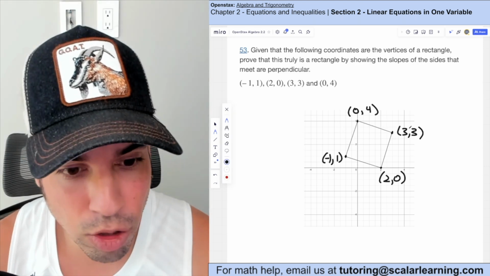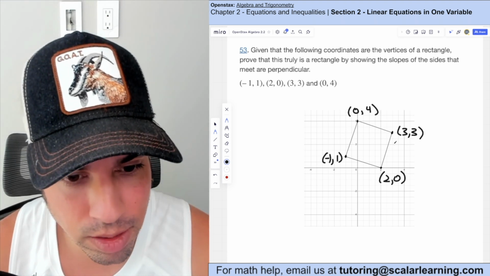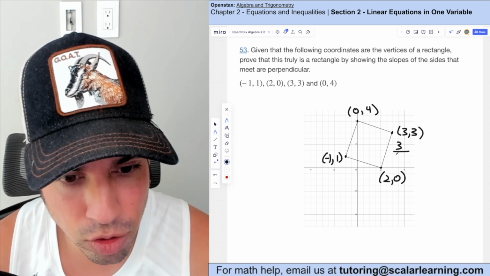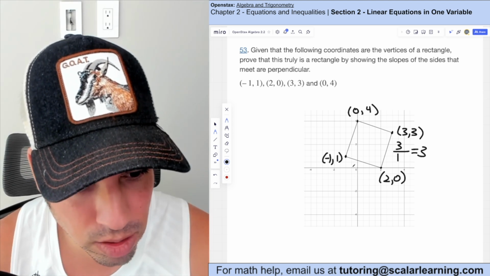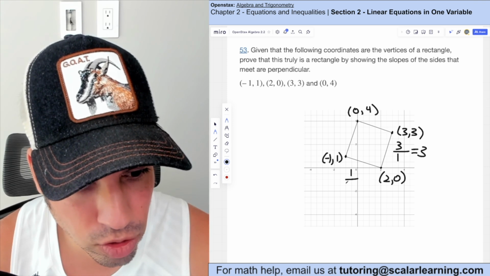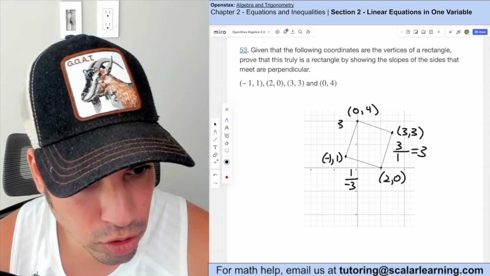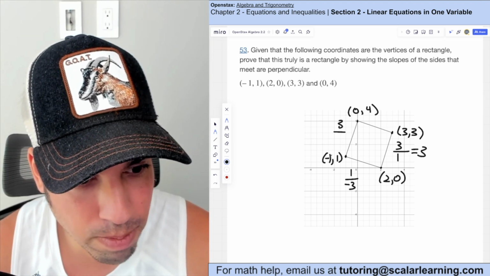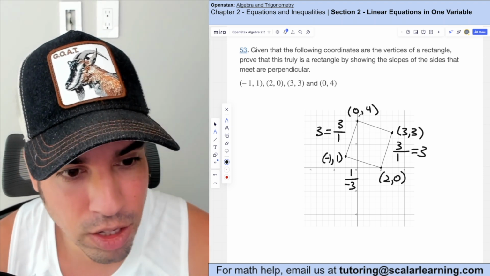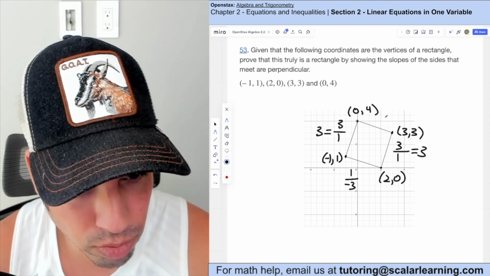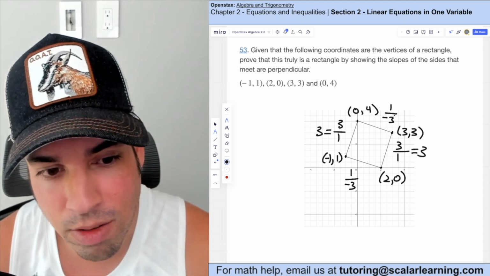So now I'm going to calculate the slope of each side using the coordinates. So again, for this side, it's 3 minus 0, which is 3, over 3 minus 2, which is 1. So this side has a slope of 3. For this side, it's 1 minus 0, which is 1, over negative 1 minus 2, which is negative 3. For this side up here, it's 4 minus 1, which is 3, right? y1 minus y2, over 0 minus negative 1, which is positive 1. So that's a nice slope of 3. And then here we've got 4 minus 3, y1 minus y2, which is 1, over 0 minus 3, which is negative 3. So we got a slope again of negative 1/3.